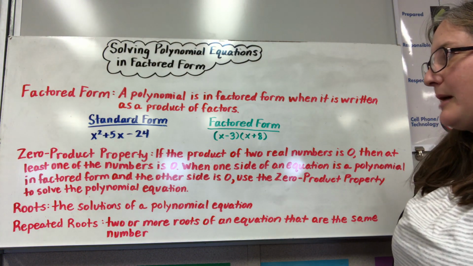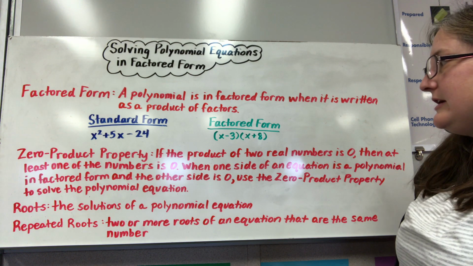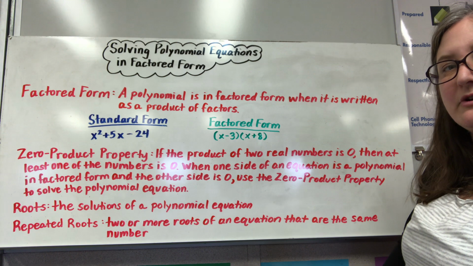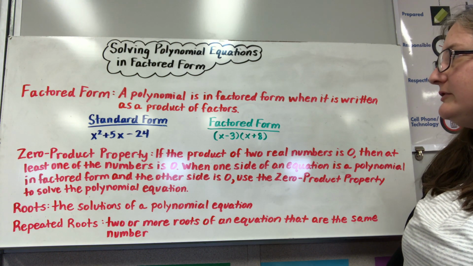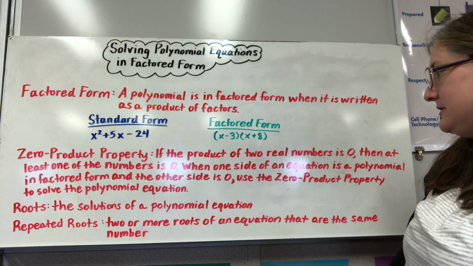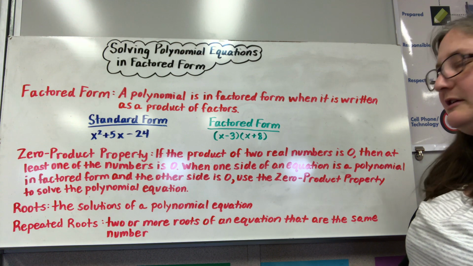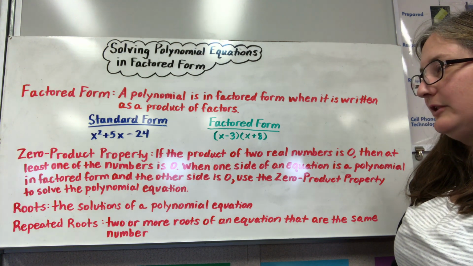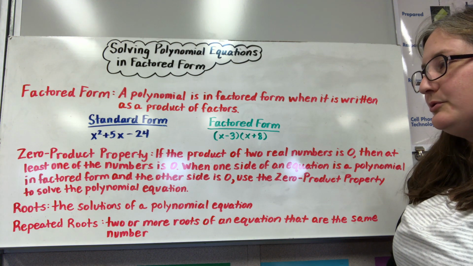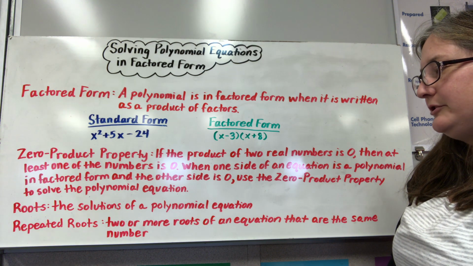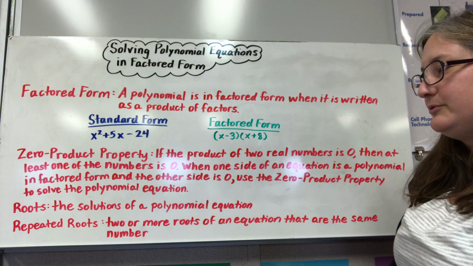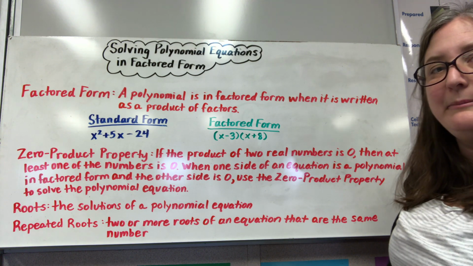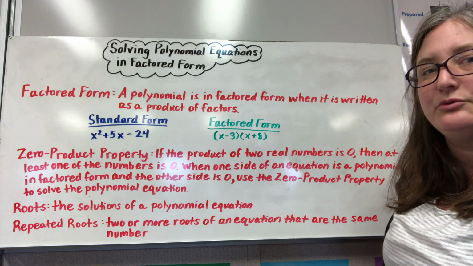The zero product property says that if a product of two real numbers is zero, then at least one of the numbers is zero. So when you're trying to solve a polynomial equation and it's equal to zero, you want to use the zero product property to solve that polynomial. The roots are the solutions of a polynomial equation, and a repeated root is when you have two or more roots of an equation that end up being the same number, the same solution.